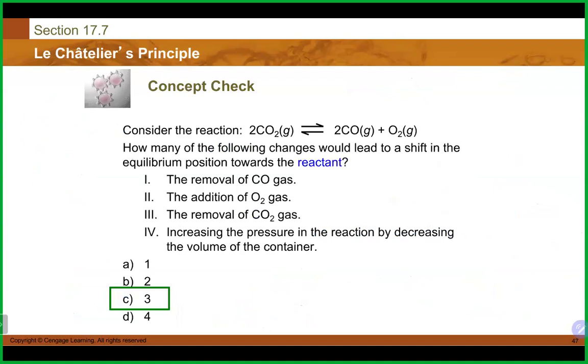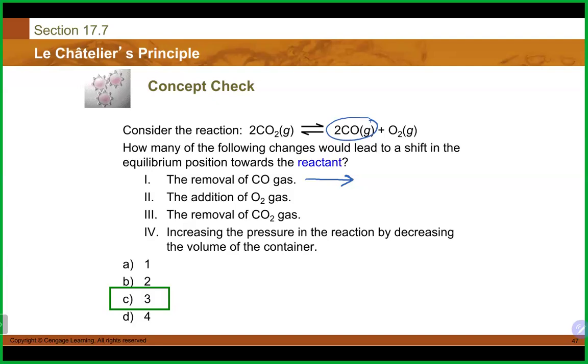All right, so let's see here. Consider the following reaction. How many of these would lead to a shift towards the reactant side? Take a moment for each of them to decide what will happen. As we know, 3 of them will do that. Okay, let's take a look. First one, we're going to remove CO. In this case, we're removing a product. That's going to create a hole over there, so we have to fill the hole. That should cause us to shift to the right, which is not towards the reactants, so we would shift towards the product side.